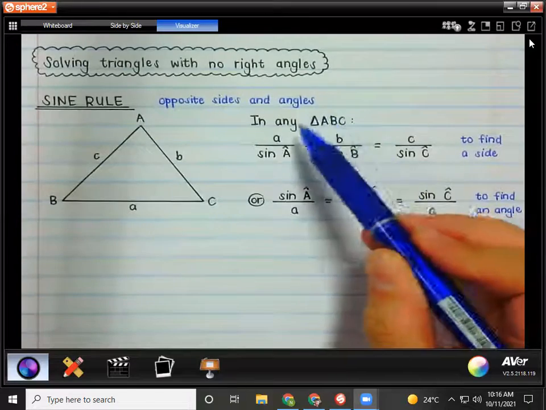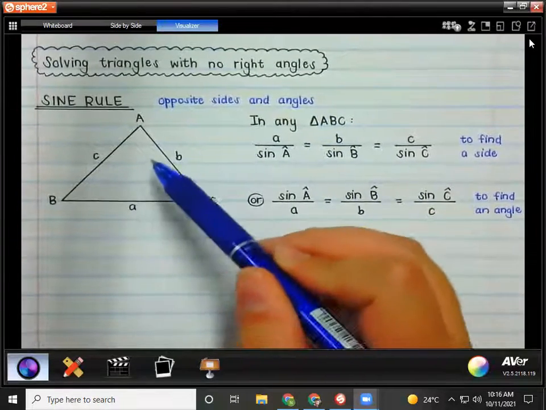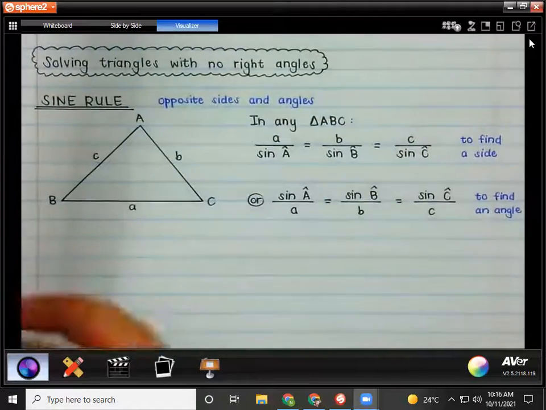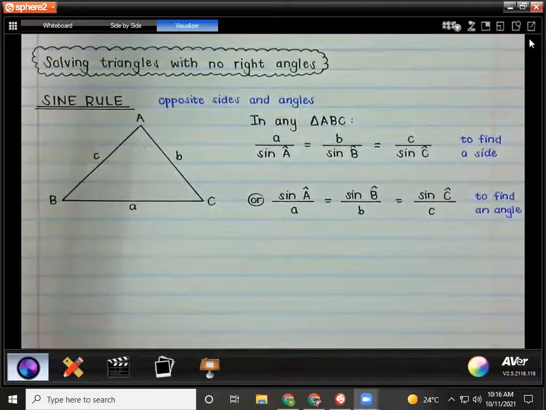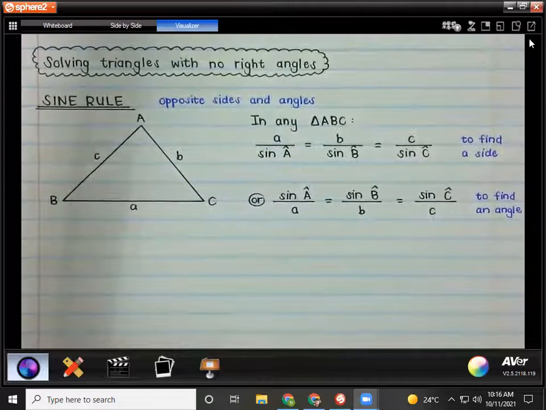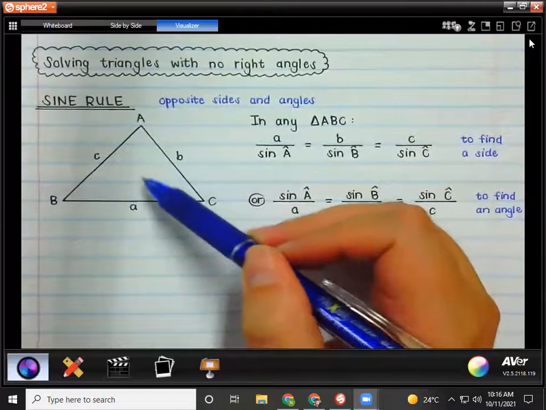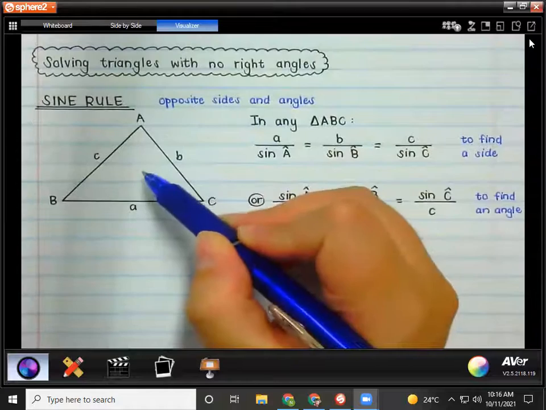And what this is saying is in any triangle ABC, I would suggest that you not use this in a right angle triangle. You can, but it can just complicate things a bit when you're working with sine 90, because what is sine of 90? It's 1, and then sometimes it gives you a strange answer. So people sometimes try and use sine rule with a right angle triangle. I would suggest that you don't do that.